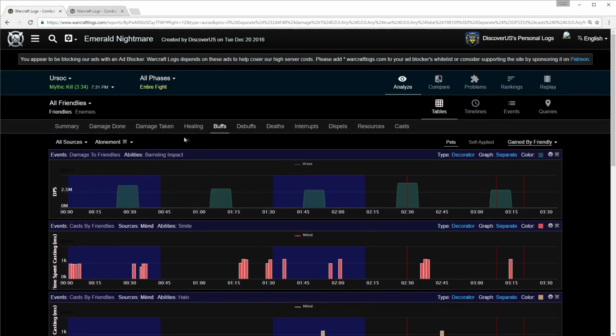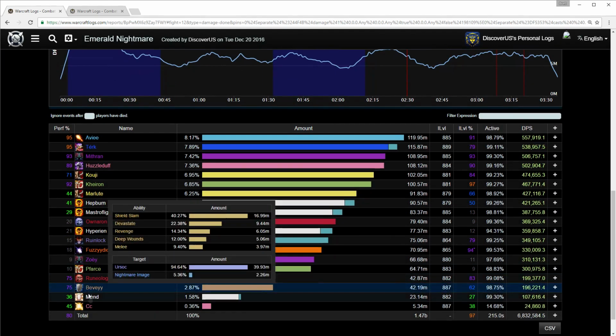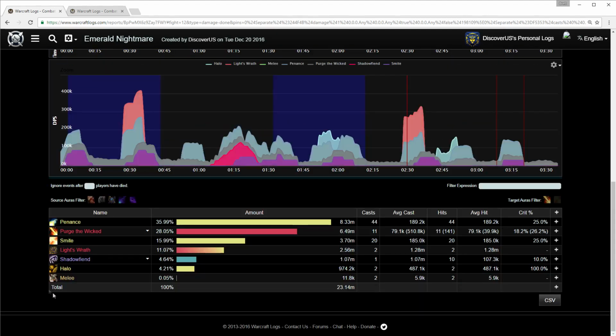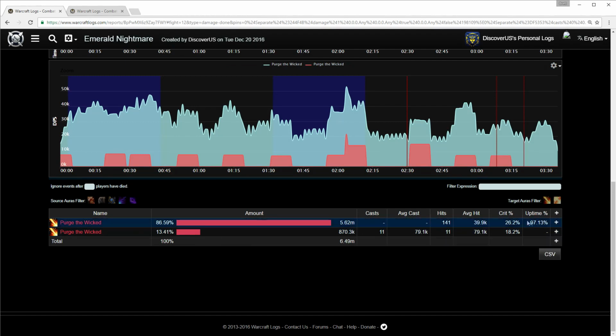The only other thing I really like to look at, just because it's relatively important, if you go to damage done and you scroll down here, you look at me, click on Purge the Wicked. You always want to look at your Purge the Wicked uptime. It's essentially free healing. The higher uptime you can have on this, the more it's going to benefit you. So always look at your uptime for Purge the Wicked.